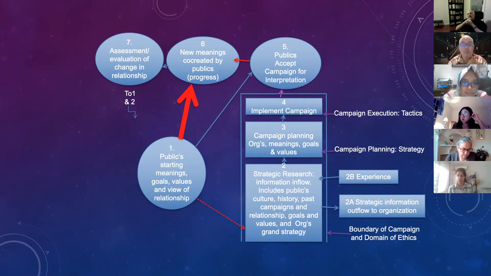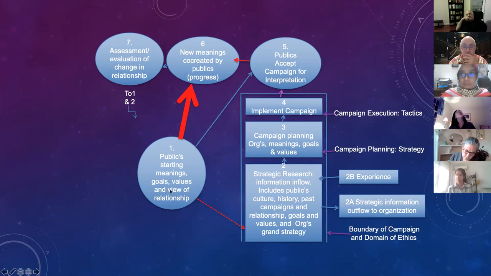So for me, remember that the PR world revolves around publics. Publics are at the center. So I have publics as my starting point, and their meanings, goals, values, and their view of their relationship with us or our clients. Now, if we're lucky, that influences what we call, the circles are where publics are in charge, and the squares are where the organization is in charge.